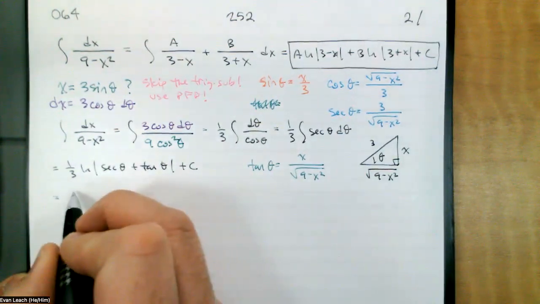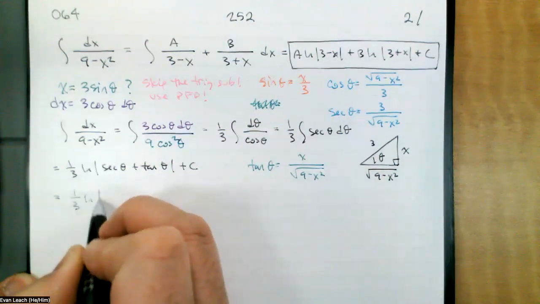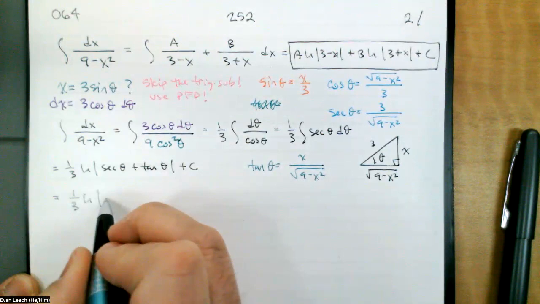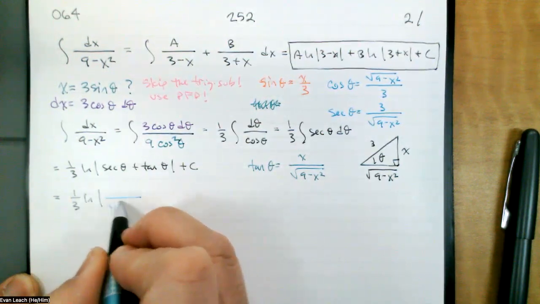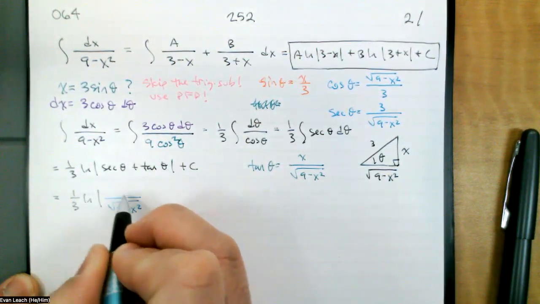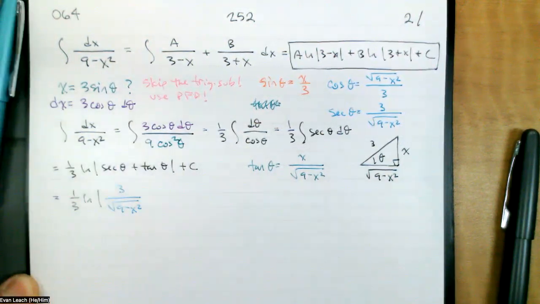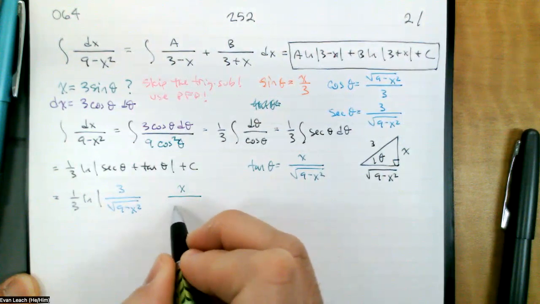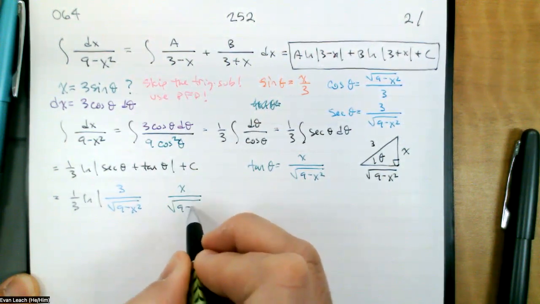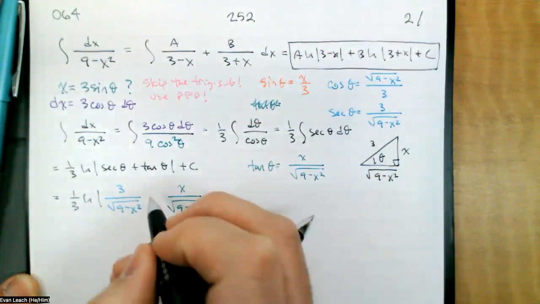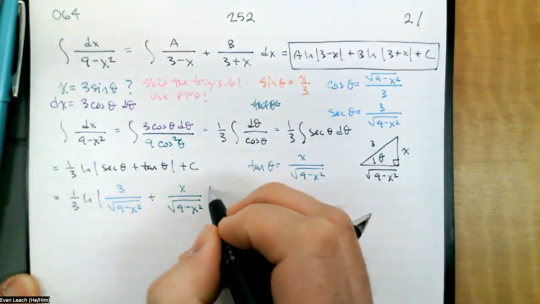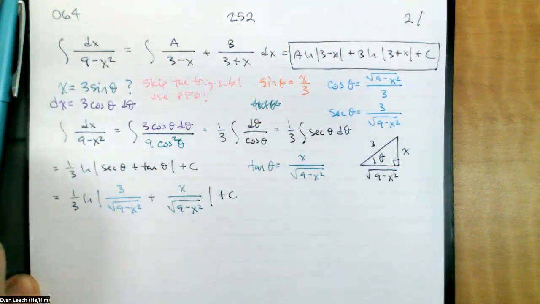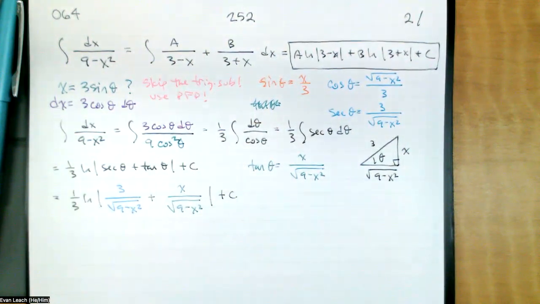So we have to get back to our x integral. Secant is going to be 3 over the square root of 9 minus x squared, and tangent is x over the square root of 9 minus x squared. Now, at this point, we're looking at this and saying, this does not look like what we had. But at least now we can see that A and B are both going to be 1/3.